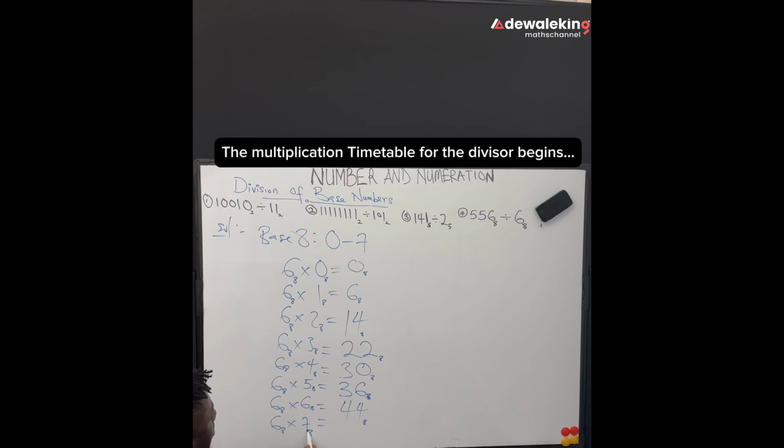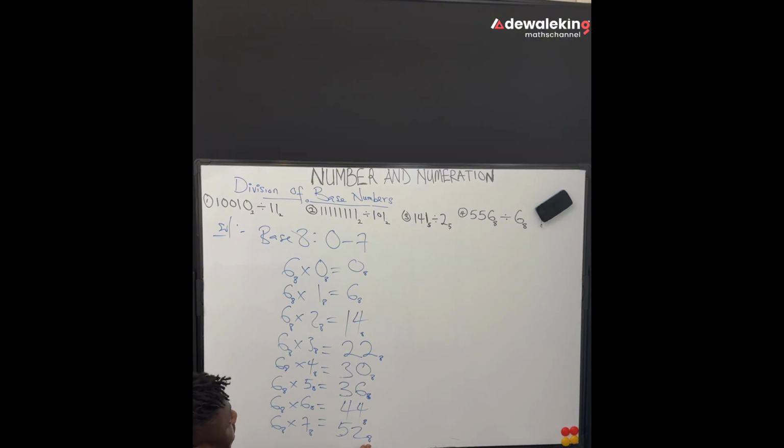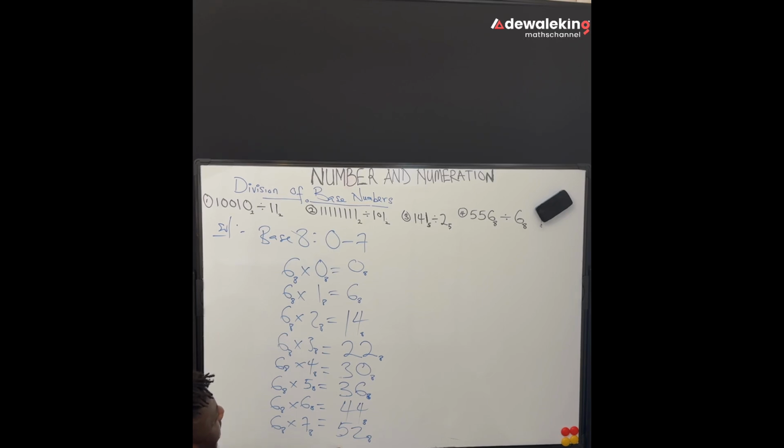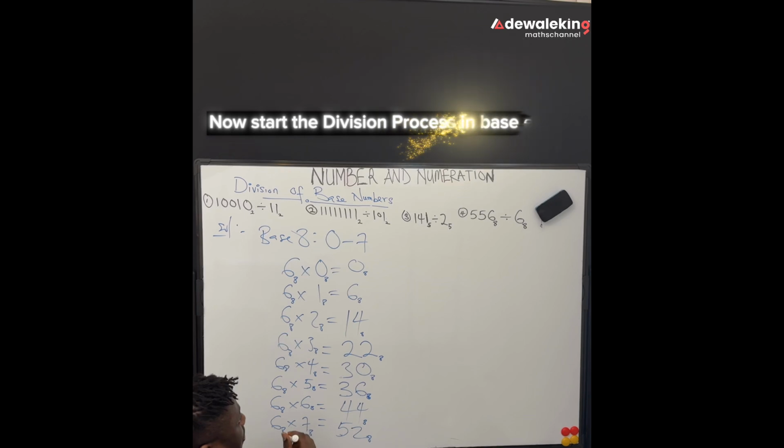So we'll say 6 times 7. 6 times 7 is 42 in base 10. But in base 8, 6 times 7 should give us 5, 2. We say 5, 2 because 8 times 5 will give us 40. 40 plus 2 is 42, just like 6 times 7 is 42. So it means that 6 times 7 in base 8 is 5, 2 base 8. So these are the outcomes of multiplying in base 8. So the division process will be very easy now.